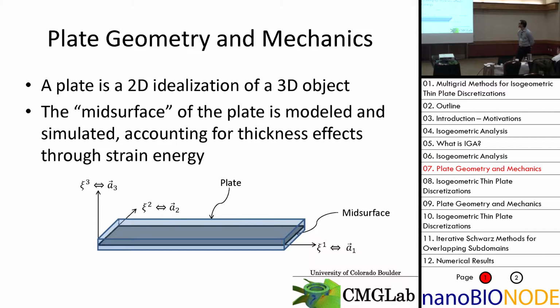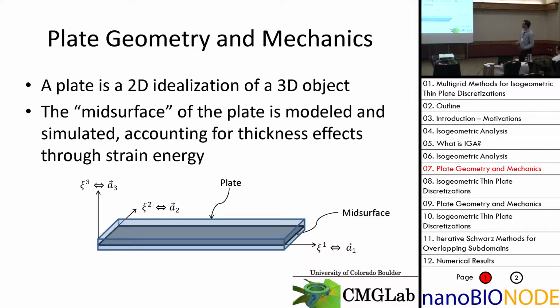Okay, so let's talk a little bit about plates here. So a plate is a 2D idealization of a 3D object. So like the tables you're sitting on, the floors of this building, they're all plates because they're thin in one direction and large in two. So what we do is we model the mid-surface, which is the halfway point in between the thickness. And these two parametric coordinates, xc1 and xc2, are the in-plane coordinates. And we also have our thickness coordinate here, which is xc3.